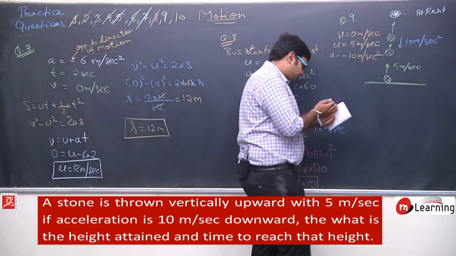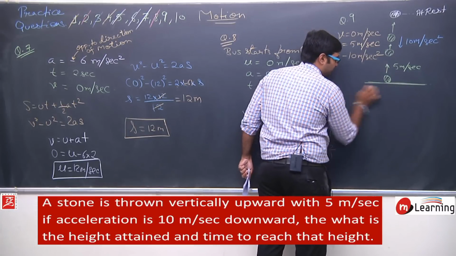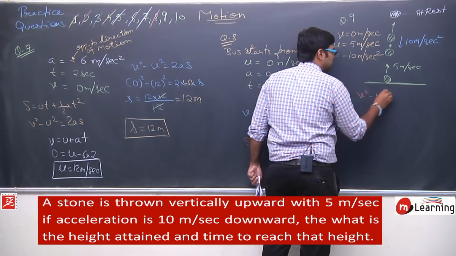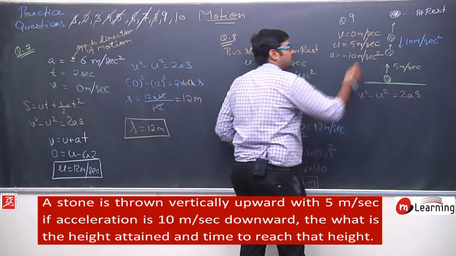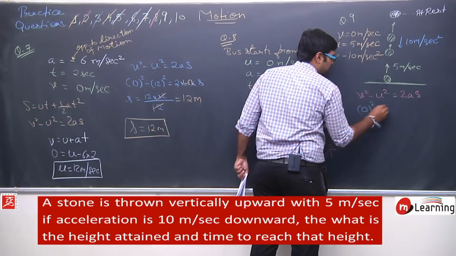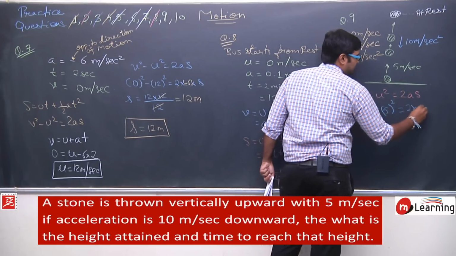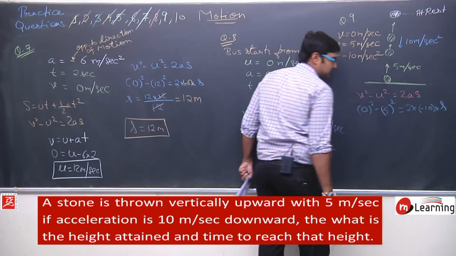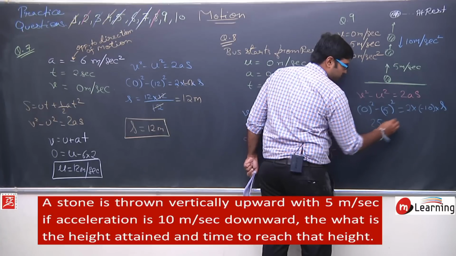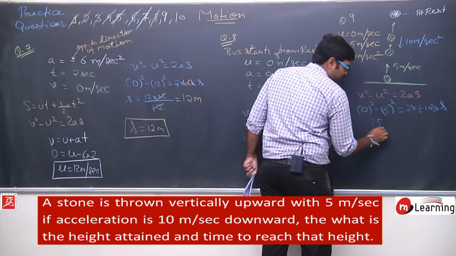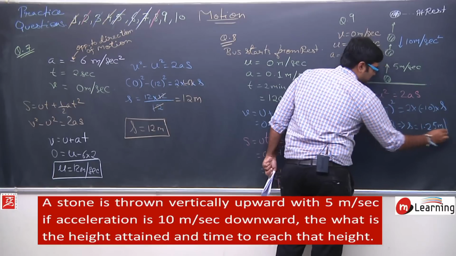So if I consider this situation, I can write V square minus U square is equal to 2AS. In this equation, I have the final velocity of the stone, that is 0, minus the initial velocity 5 square, and then 2 into acceleration, which is minus 10, into distance S. So this will be 25 upon 20, it is equal to S. So S will come out to be 1.25 meters.